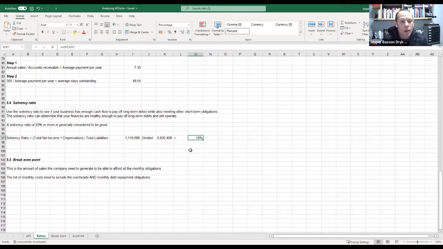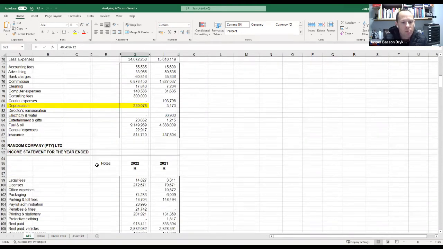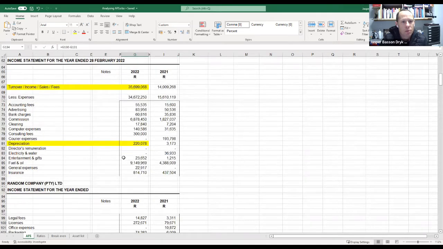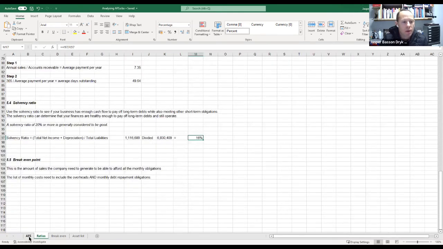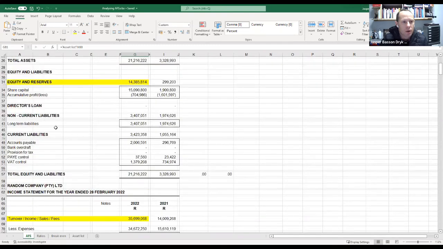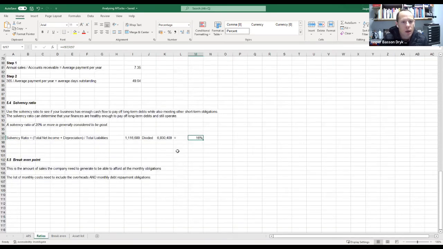So how do I work that out? Again, this is a cash flow exercise. So you want to take the total net income and add the depreciation. So I will take my net profit and add my depreciation to get rid of the non-cash flow items in this account. And then I divide it by my total liabilities that I'll find right here. So it's the current liabilities and the non-current liabilities. I will divide that into each other and I get to a percentage of 16%. So a bit lower than the 20% that I really want it to be.